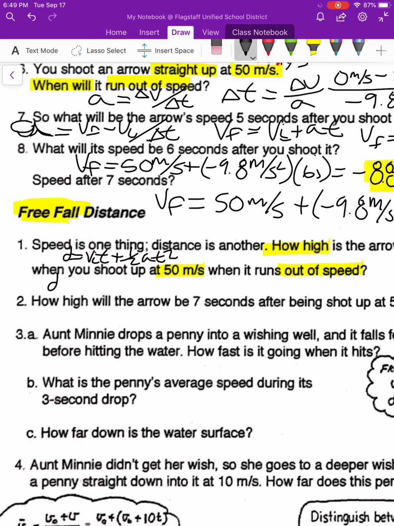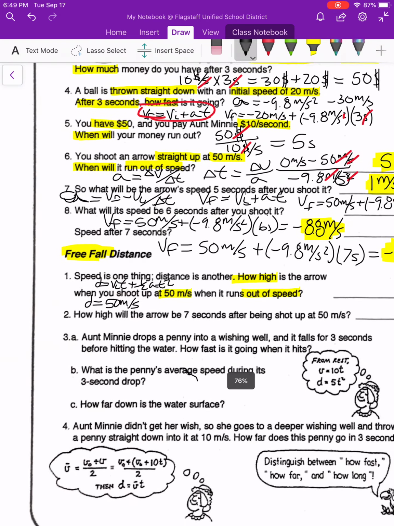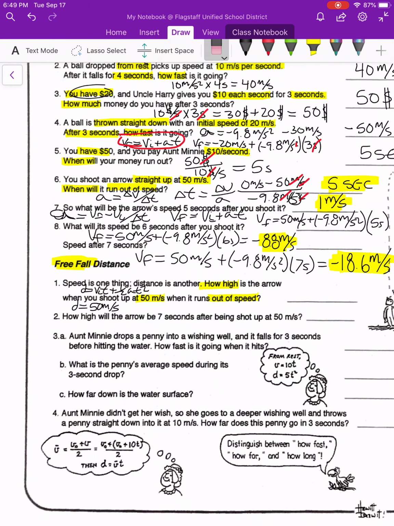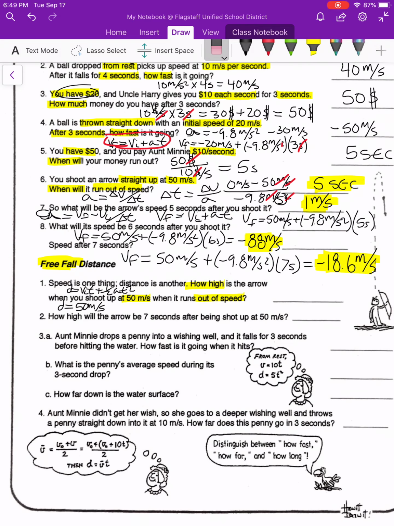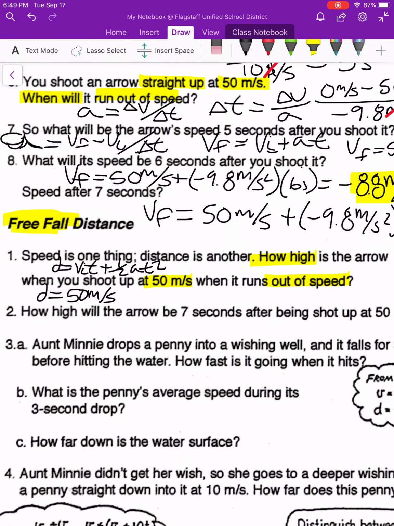Okay. So I'll rewrite down here. Distance equals, what's my initial velocity? Well, my initial velocity is I shot straight up at 50 meters per second. So it's a positive 50 meters per second. Times time, right? Well, we don't know time. Oh, I guess this problem is still basing it off of problem number 6, right? So we know it runs out of speed after 5 seconds. We solved that for number 6, so I'm just going to use that down here. I know that is probably confusing for a lot of you. On the test, we'll make sure that it's very clear which numbers you're supposed to be using.